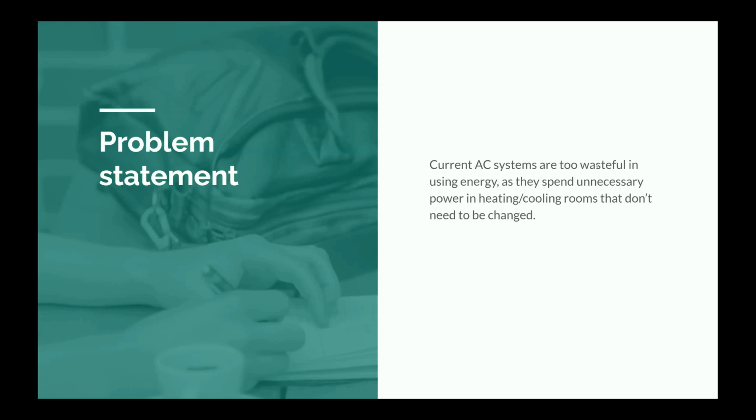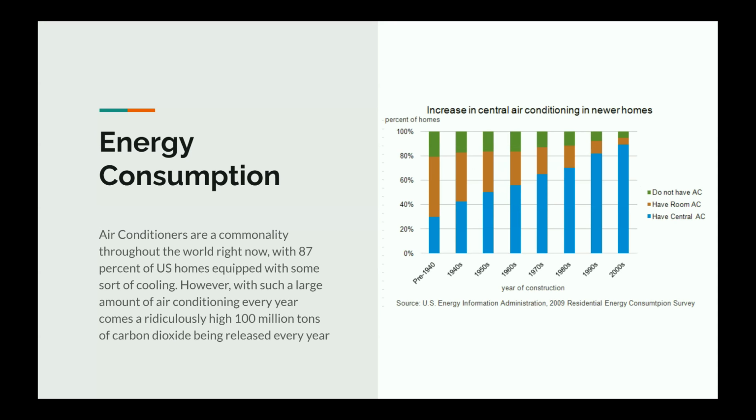And the problem statement right now is that current AC systems are way too wasteful in using energy because they spend a lot of unnecessary power in heating or cooling rooms that don't need to be changed. Currently, almost all buildings and homes have AC systems embedded in them, and because there's so many of them, so much power is being used, and this results in a lot of carbon dioxide being released every year, which ultimately hurts our environment.